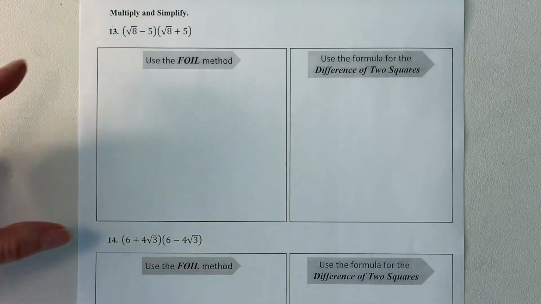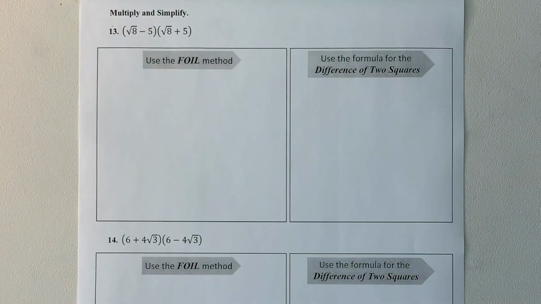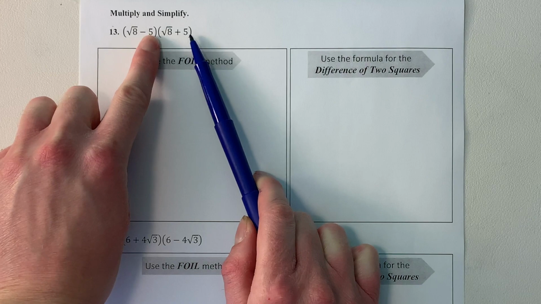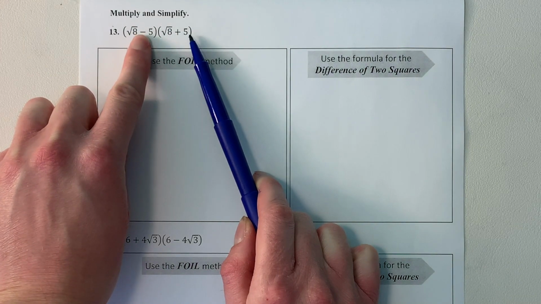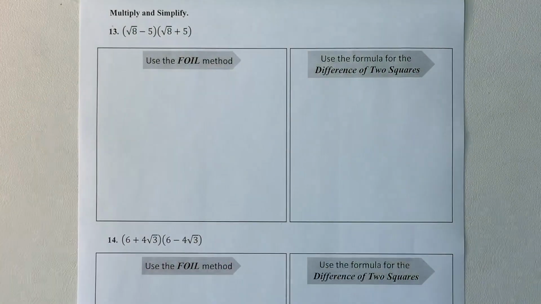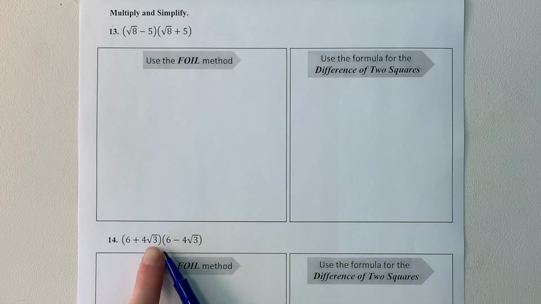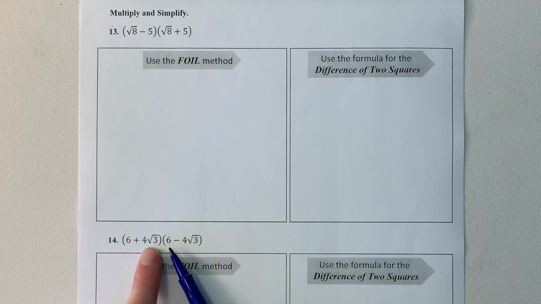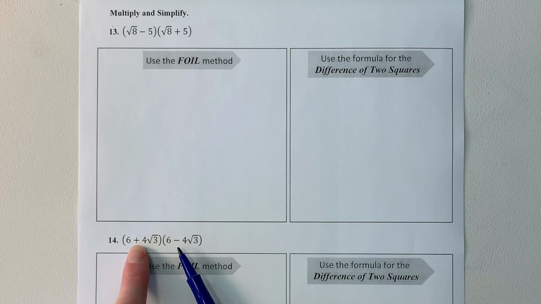Now notice these examples are a special case because what's inside the parentheses looks identical. We have a square root of 8 and a 5. The only difference is that one parenthesis has a minus and the other has a plus. That's the same case here. What's inside the parentheses looks identical. We have a 6 and a 6 and a 4 square root of 3 and 4 square root of 3. The only difference is that one has a plus and one has a minus.